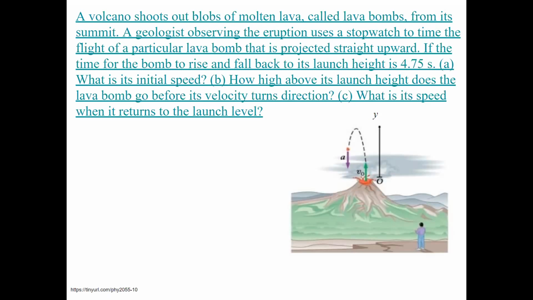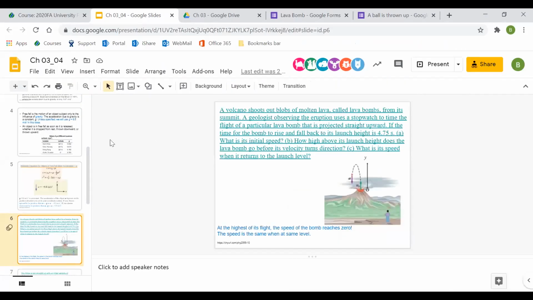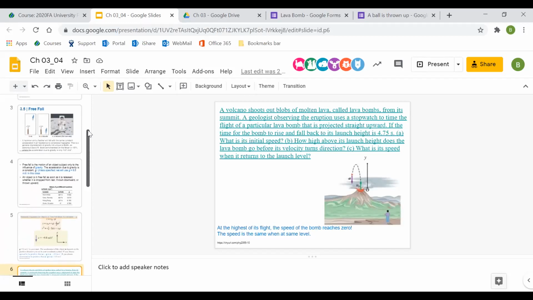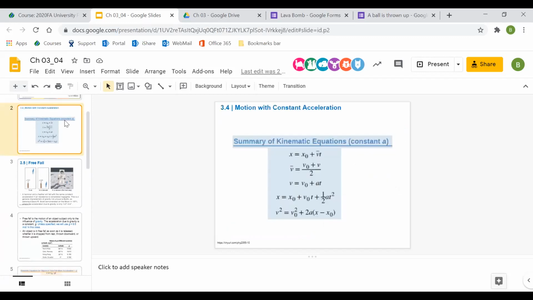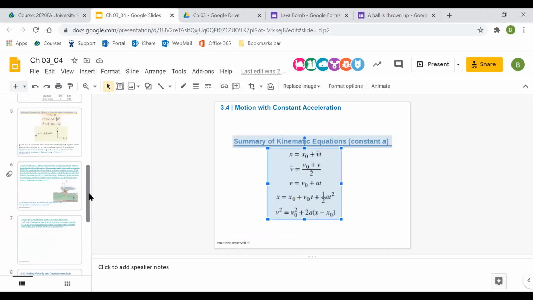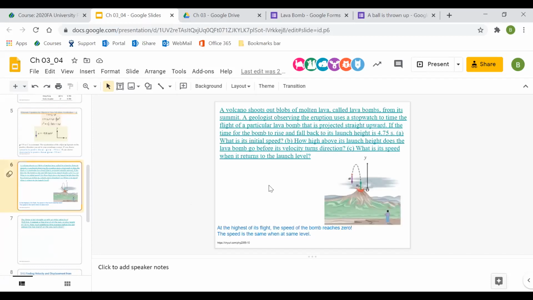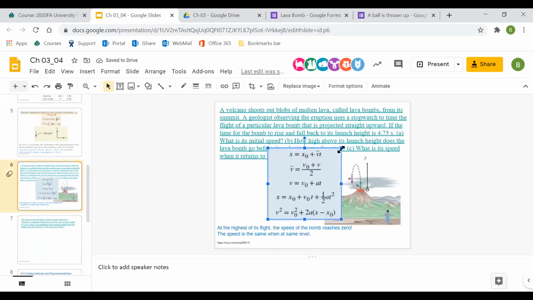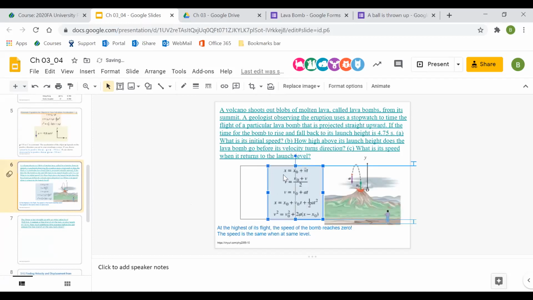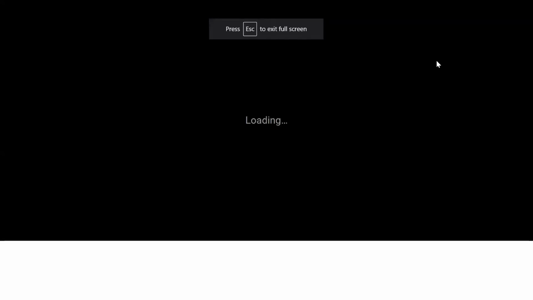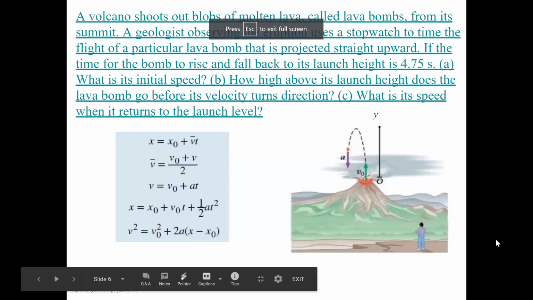So I'll have you give it a try, and then we can take a look at the solution together in a few minutes. You can go back to the equations of motion. On the first one, whenever you see x, you replace it with y, and whenever you see the a, you just replace it with minus 9.8. Okay, that's your acceleration. Let me put the equations over here, so we don't have to go back.